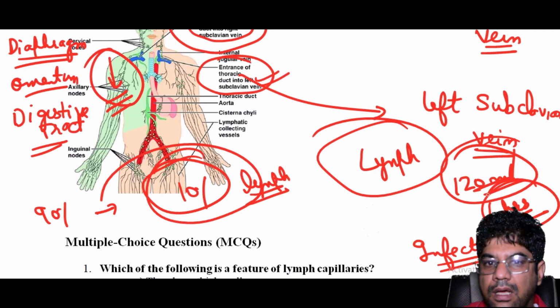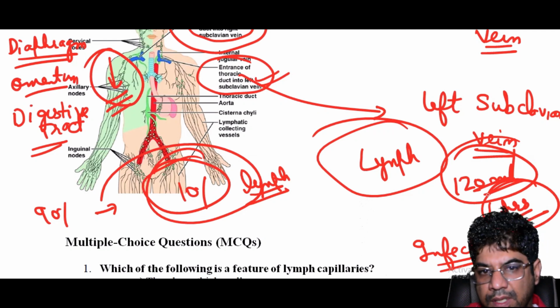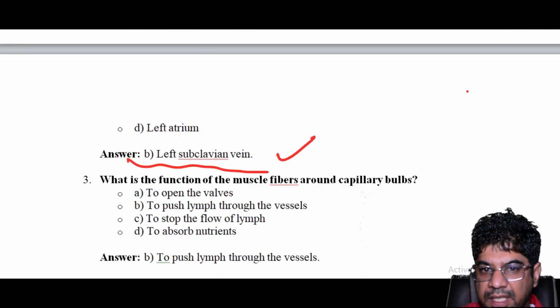The 100 ml per hour flows through the thoracic duct, and 20 ml per hour flows through the right lymphatic duct. So how much lymph flows into the blood per hour through the thoracic duct? It's 100 ml per hour.